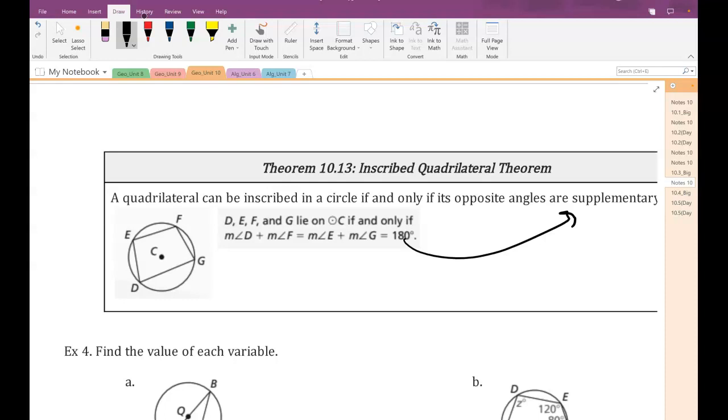And C is just our center. It can go through the center, but it doesn't have to. We could draw a quadrilateral that has one of the sides as the diameter, and that would work.